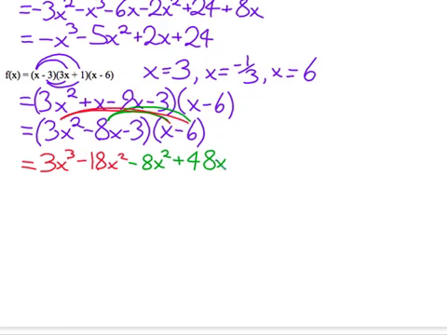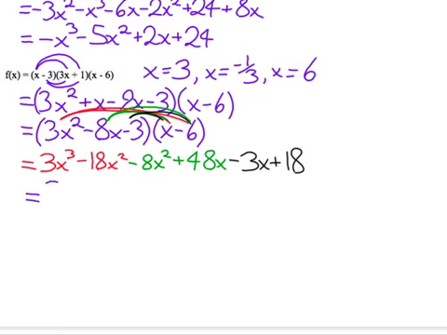And finally, we'll multiply negative 3 by x and by negative 6. So we'll get negative 3x plus 18. Now to simplify, we just need to collect like terms.